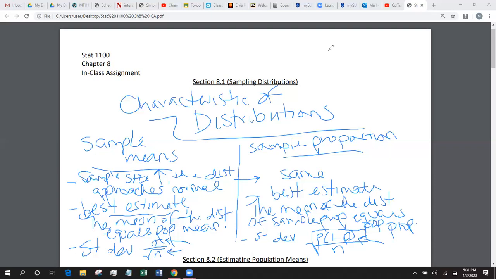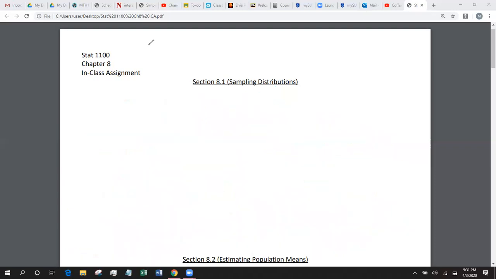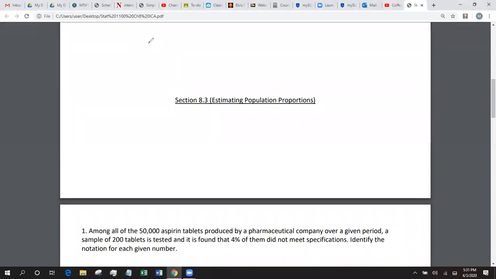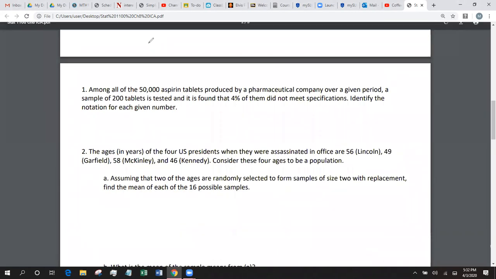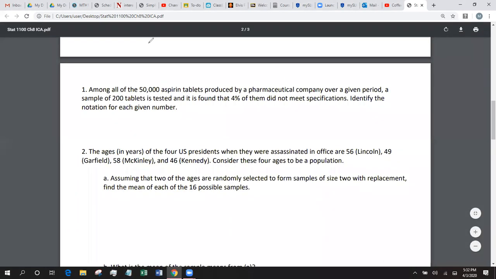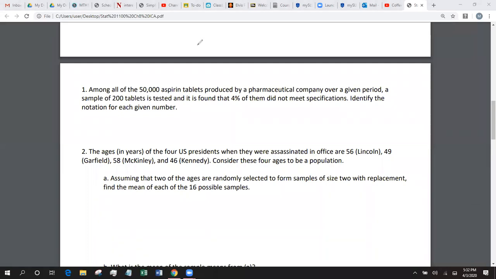I'm going to go ahead and scroll now to numbers 1, 2, and 3 in the problem. I'll start with 1 here. It says, among all of the 50,000 aspirin tablets produced by a pharmaceutical company over a given period, a sample of 200 tablets was tested, and it is found that 4% of them did not meet specifications. Identify the notation for each given number.